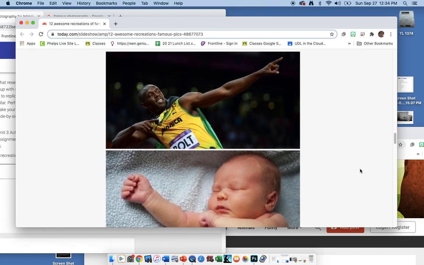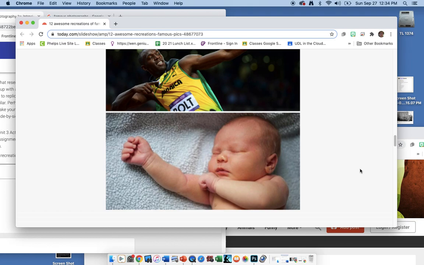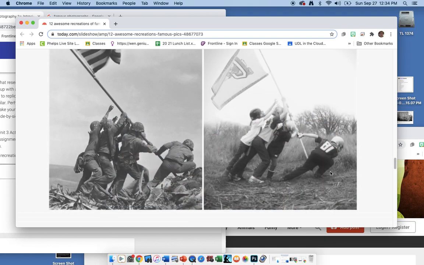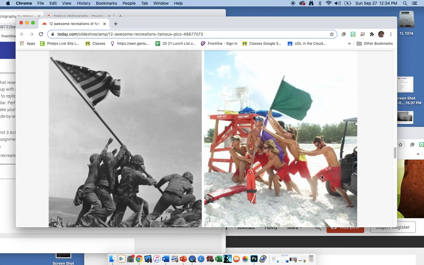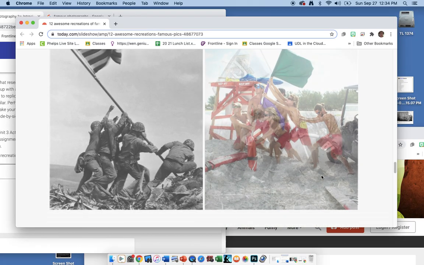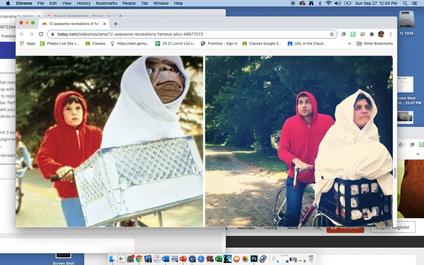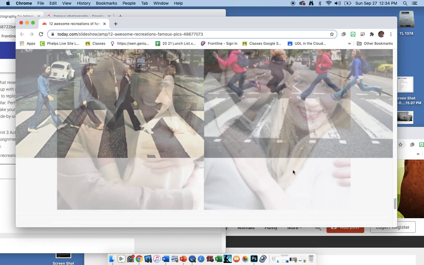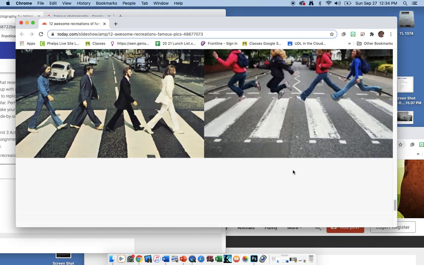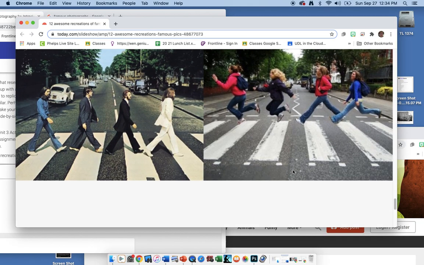So again, you can see sports portrait with baby. That's sort of fun. Here's somebody who used friends to help them. They put helmets on and did that Iwo Jima one. Here's the same one again with lifeguards having some fun. All right. Oh, E.T. That's funny. Okay. So again, not all these would fit, but you got some that are real close to the 40s and some that are past the 40s.